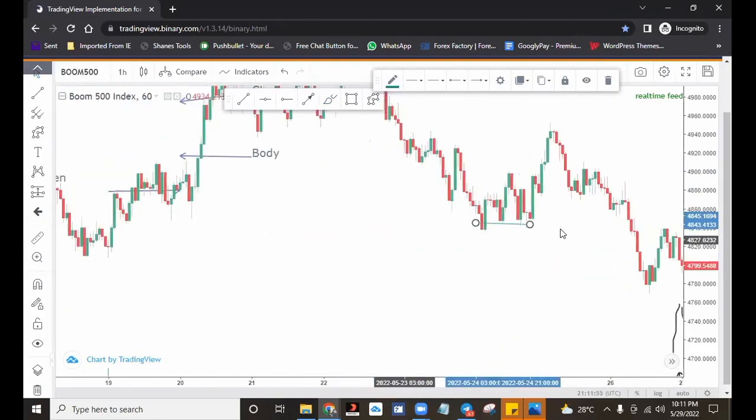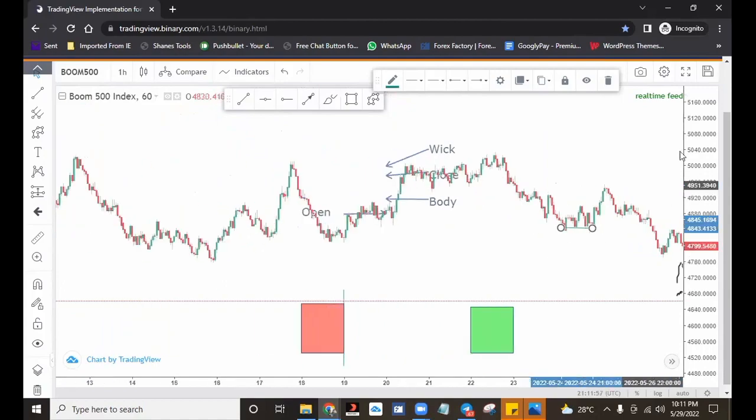So that's that for candlestick patterns that we should understand.